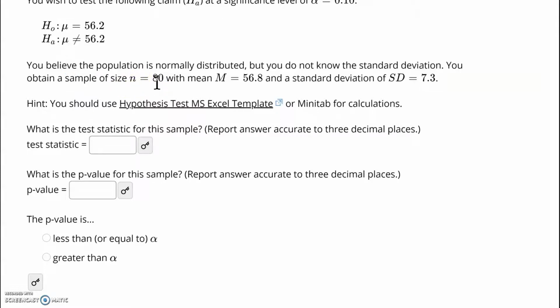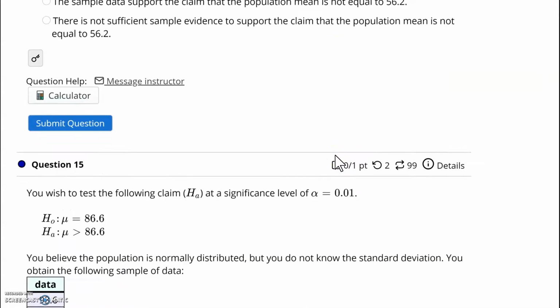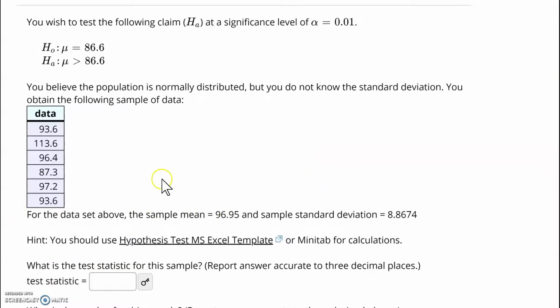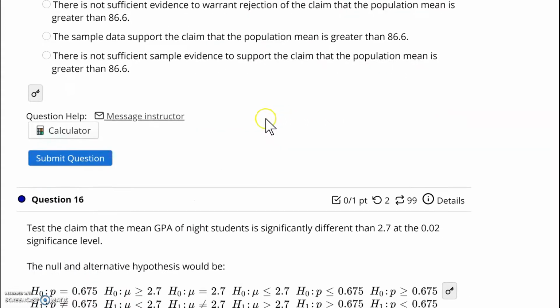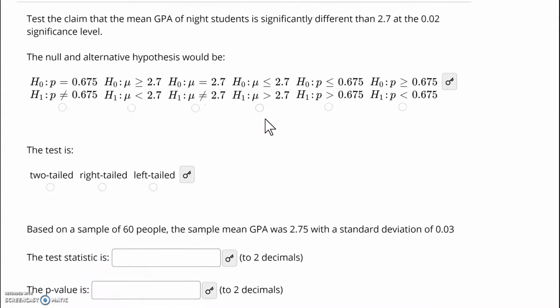Okay, so see how this is a sample size of 80? This one down here, I don't tell you the sample size because it's right here. All you've got to do is count the data values: 1, 2, 3, 4, 5, 6. So there are 6 data values for this sample size. Okay, and then question 16, the only difference in question 16 is you really have to focus on which one is going to be the null and the alternative.